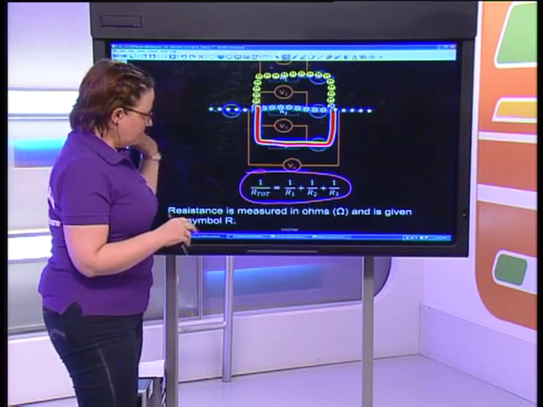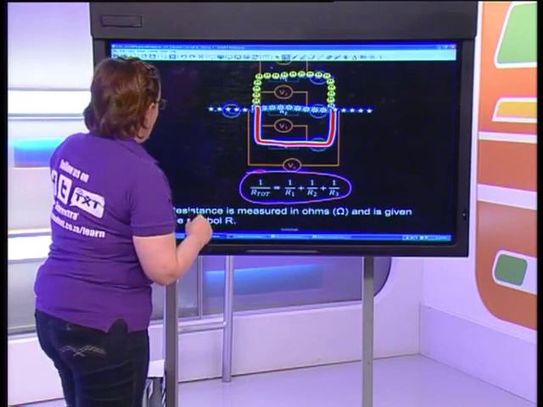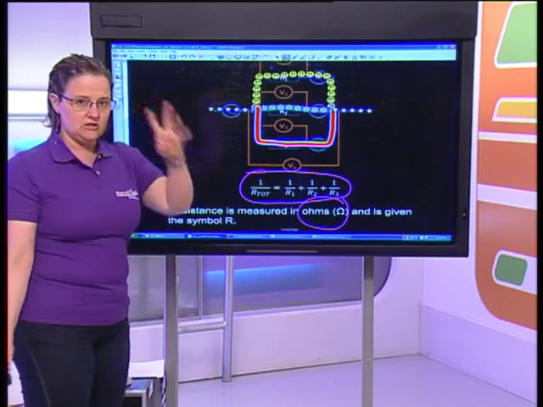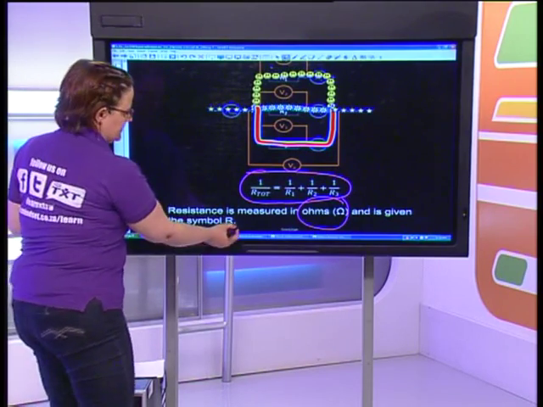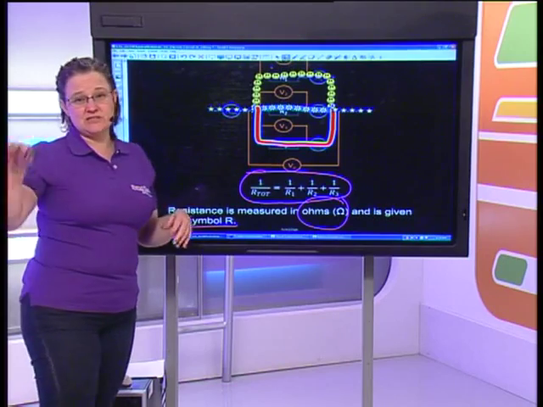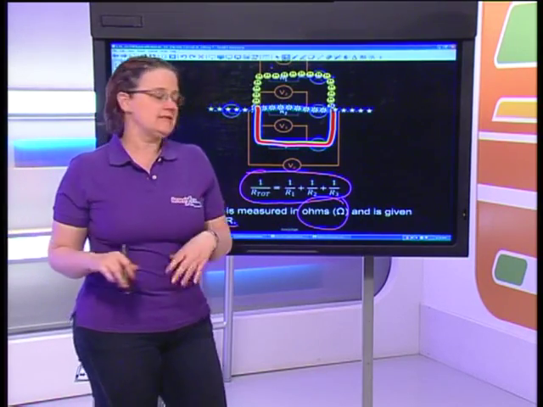Now, quickly before we go to break, resistance is measured in ohms. It's named after a man called George Simon Ohm. I'll tell you a little bit about him just now. And its symbol is R, okay? Nice and simple. Ohms is an omega sign. It's a little like a Mexican hat, okay?